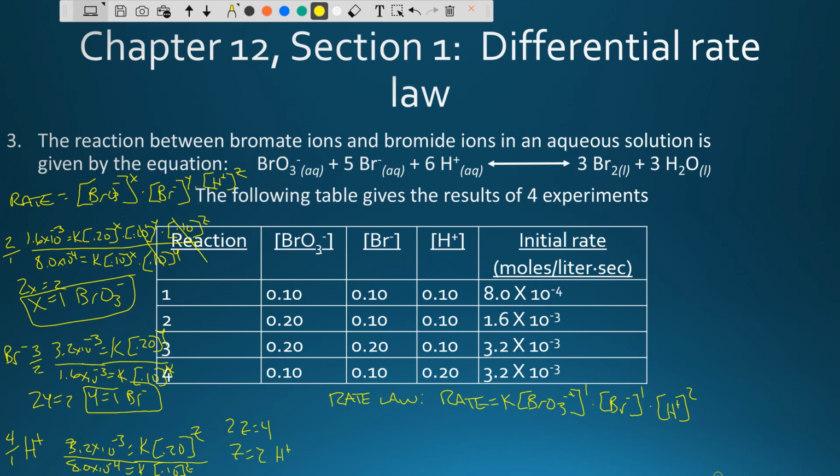Okay, so if I'm looking at trial 1, I'll have 8.0 times 10 to the negative fourth equals K times 0.1 times 0.1 times 0.1 squared. My K for trial 1 ends up being 8.0, and that's going to be liters cubed over moles cubed times seconds. There we go. So there's my K value.